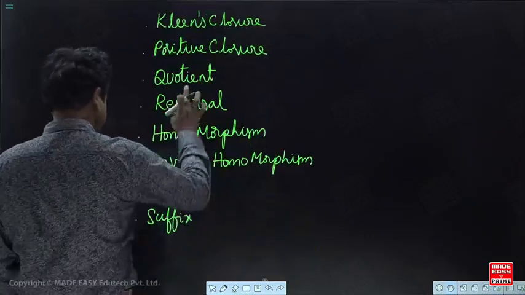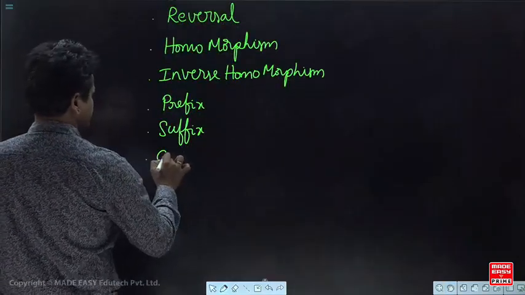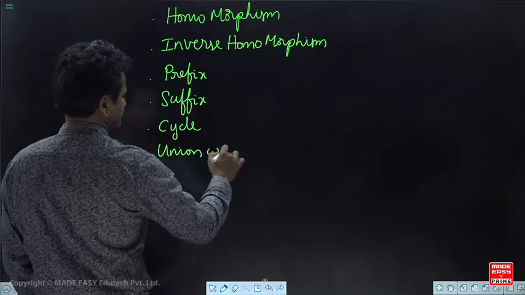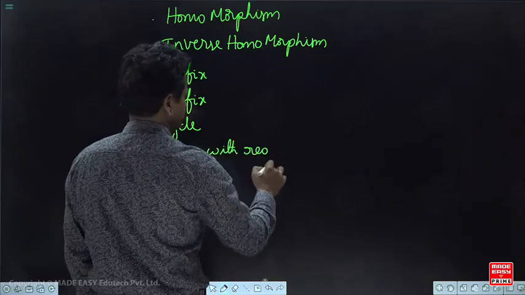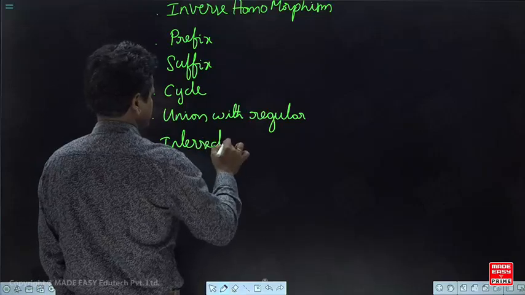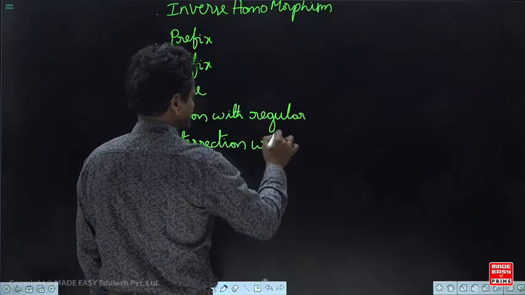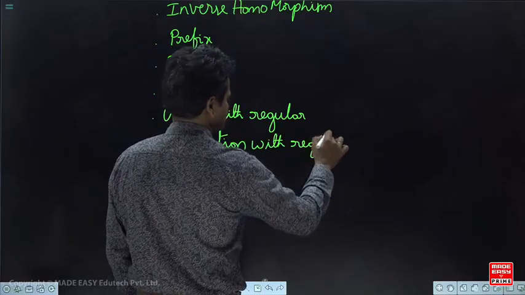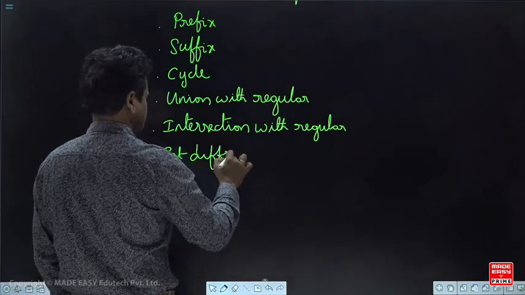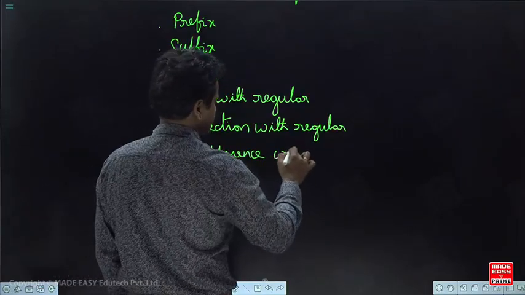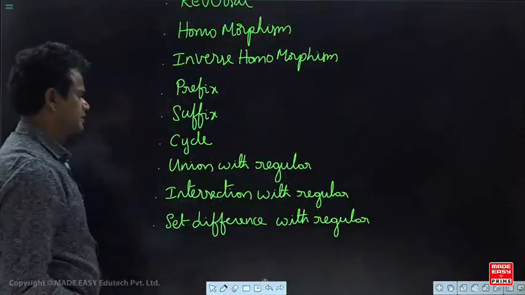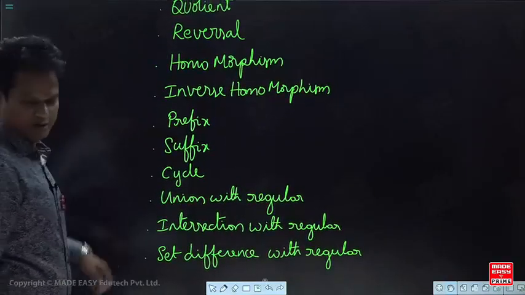Okay, so prefix and suffix, then cycle, and similarly union with regular, intersection with regular, then set difference with regular. Okay, copy this, copied.